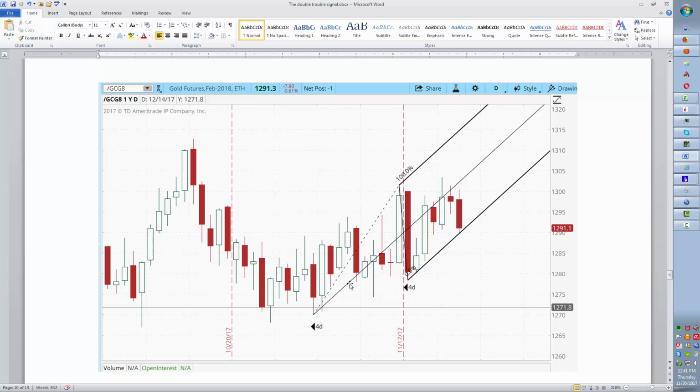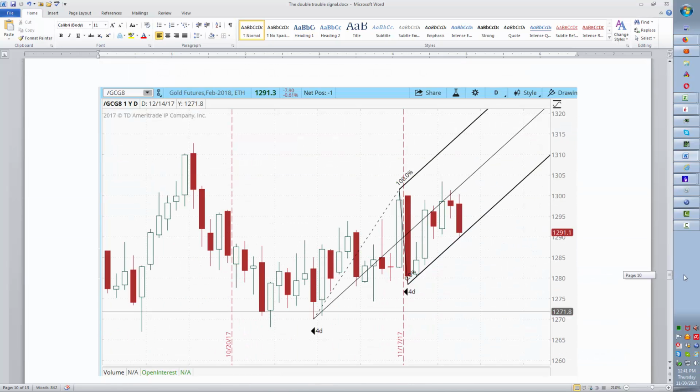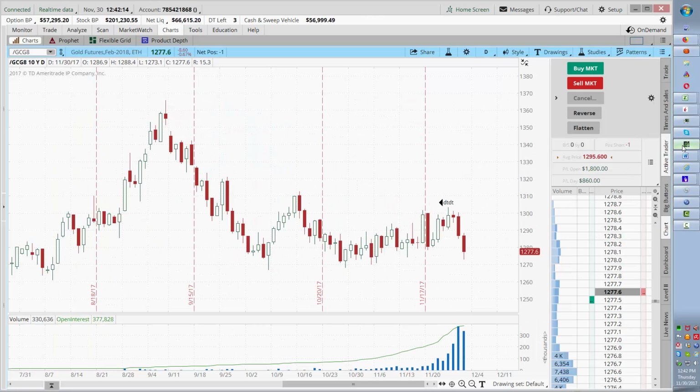Now here's the gold, right? And so here we published the thing saying, hey, look, we had a double trouble signal in here. We drew our ML, and sure enough, prices went up to the median line and reversed. We wound up going short, and let's quickly go over to there. Boom. So we wound up going short 1295.60, which was right about here. Okay. So that's not too bad. We've got a bit of risk that it could make new highs above here, but this isn't too bad.